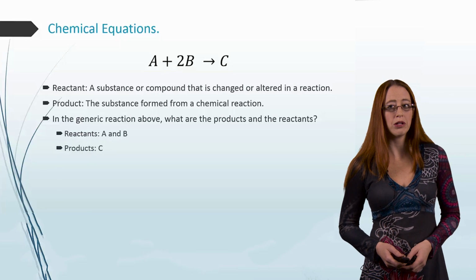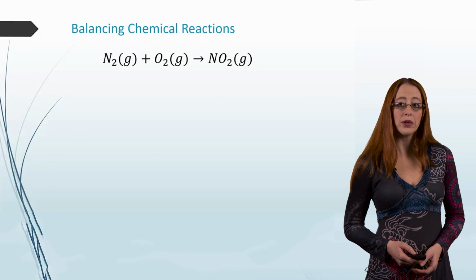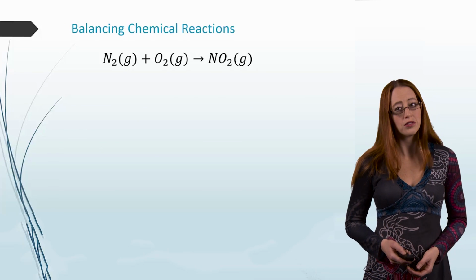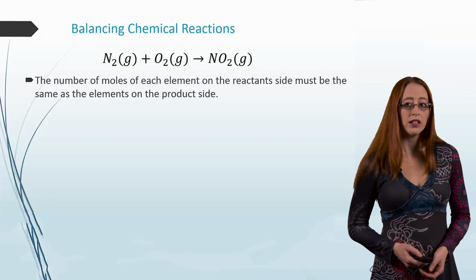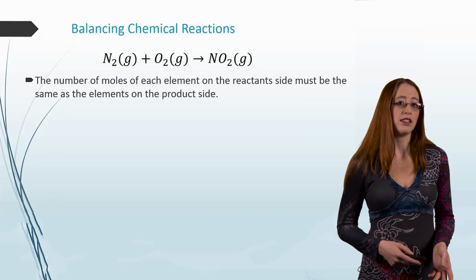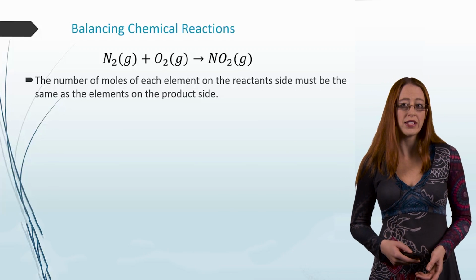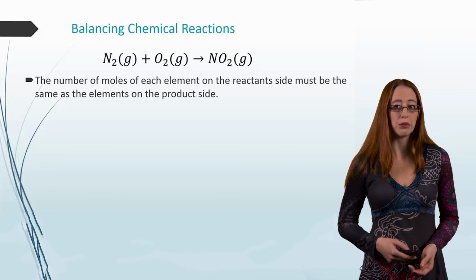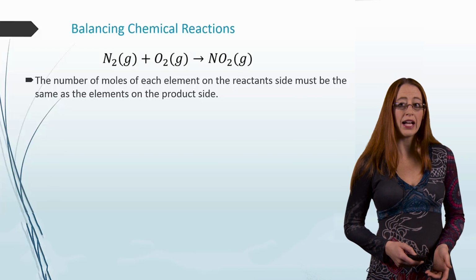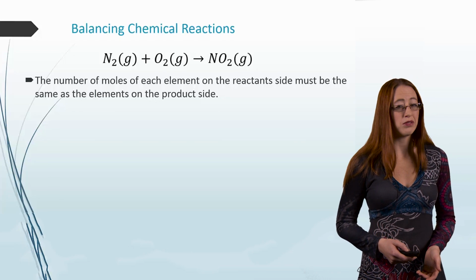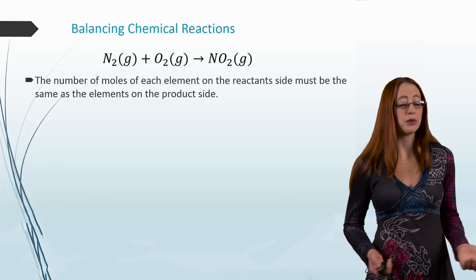Now let's look at an actual chemical reaction and then practice balancing it as well. So here we have nitrogen plus oxygen goes to nitrogen dioxide. We need to make sure that when we're balancing these, the number of each element on the right-hand side equals that on the left-hand side, or that the reactants are equal to the products. And we need to make sure that all of our numbers add up to do this. Right now, if you look at this one, we can see that we have 2 nitrogens as a reactant, but only 1 as a product, and so it's not balanced.